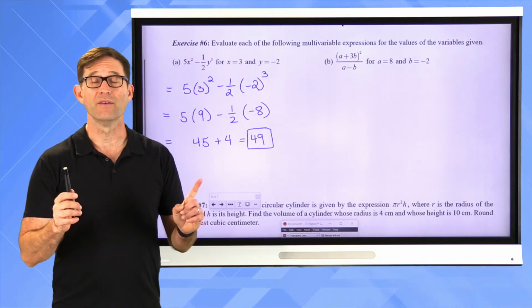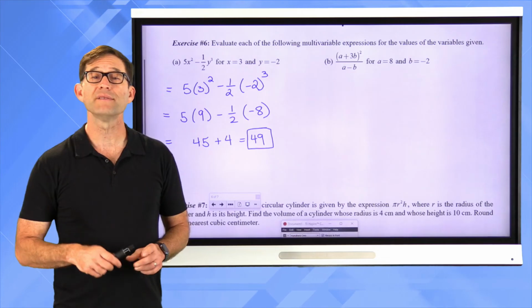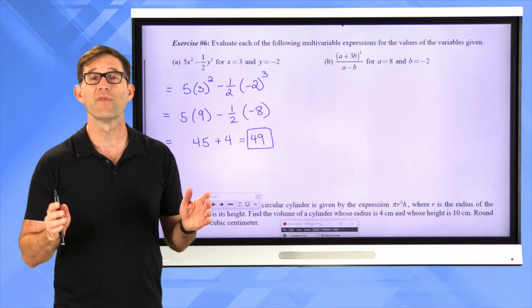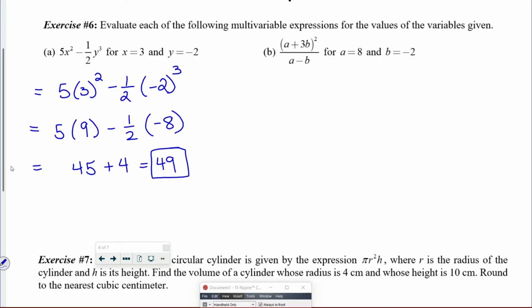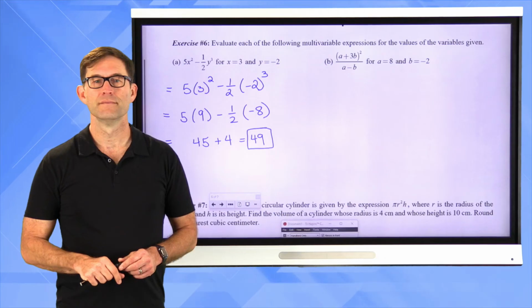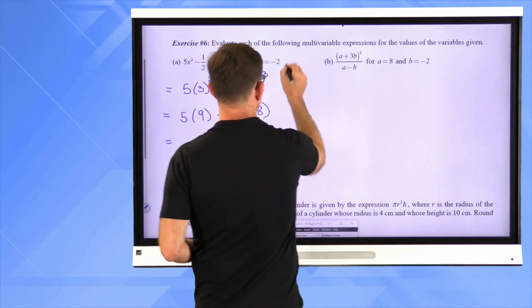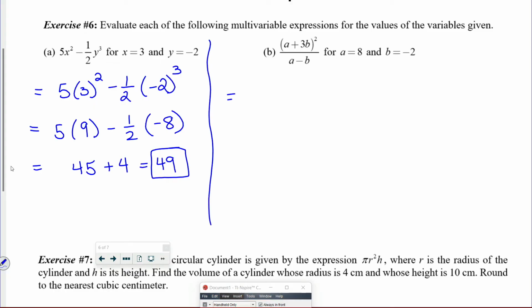Okay, what I'd like you to do now is pause the video and see if you can figure out what the value of the expression in letter B is. All right, let's do it. So we've got this fraction. A is going to be equal to 8. B is going to be equal to -2. Well, that's an ugly looking -2 there. See if I can make that look just a little bit more like a 2. And then I'll have 8 minus -2 in the denominator.